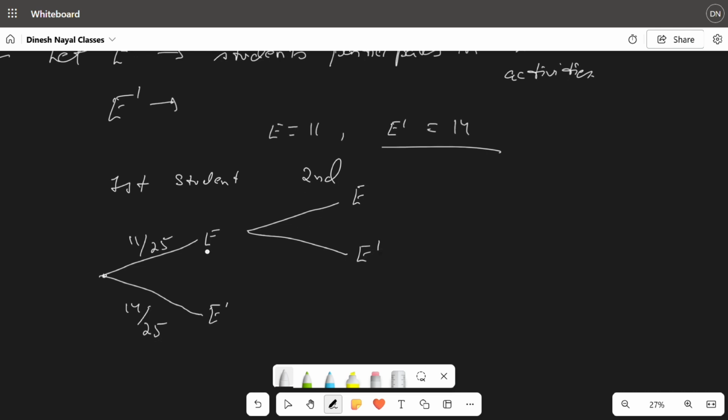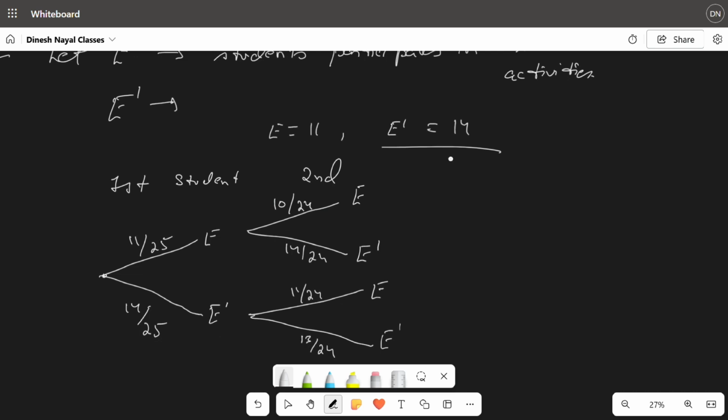If the student from extracurricular activities E is already taken into account, it means already chosen, so this will be 10 and total will be 24. But E is chosen, E dash is not, so this is 14 by 24. Similarly for E dash, we again have E and E dash. If the student from E dash is selected, because E is already there, it is 11 by 24, and if E dash is selected, this is 13 by 24.